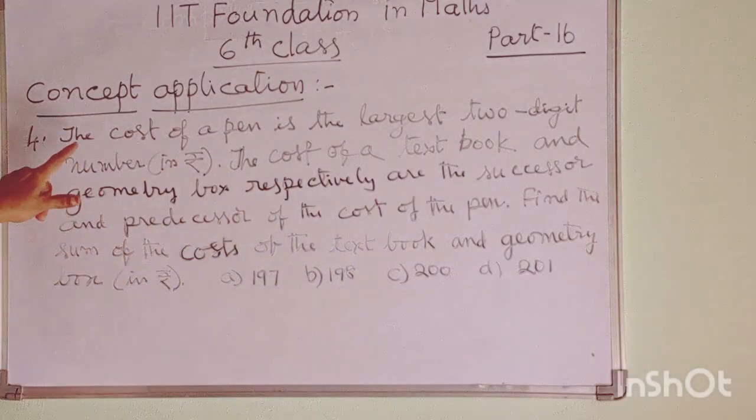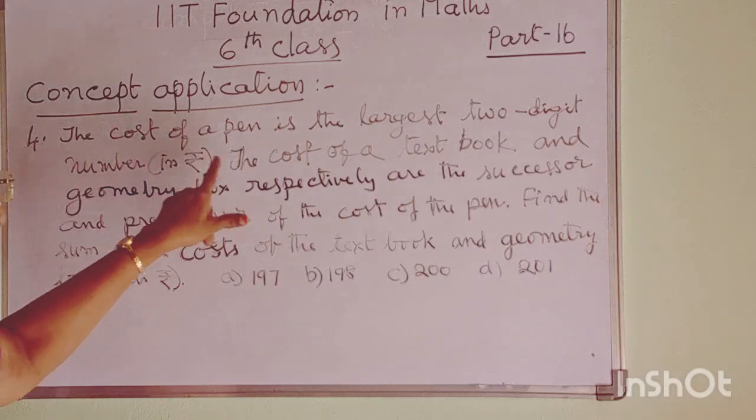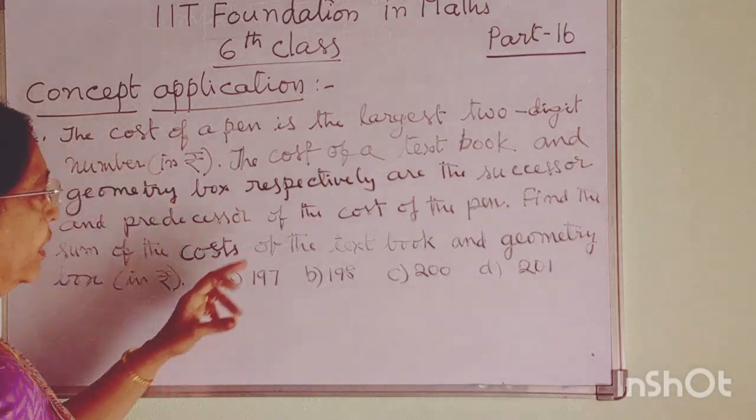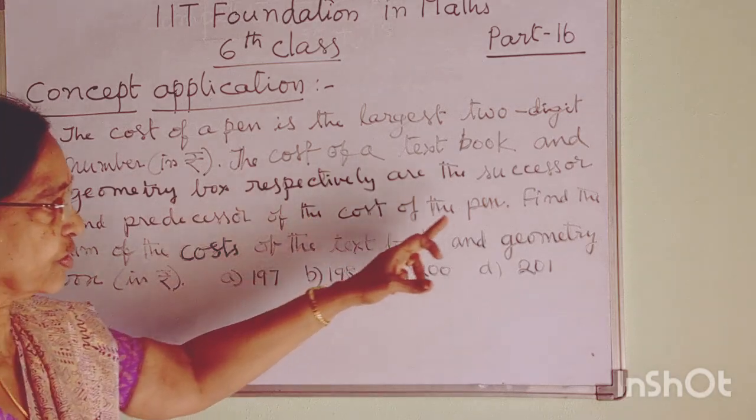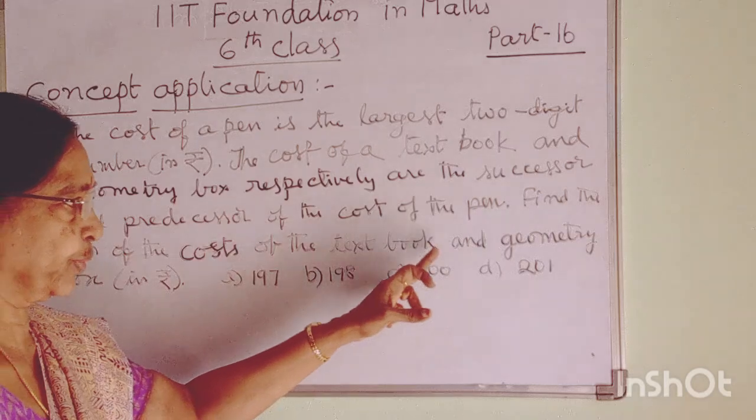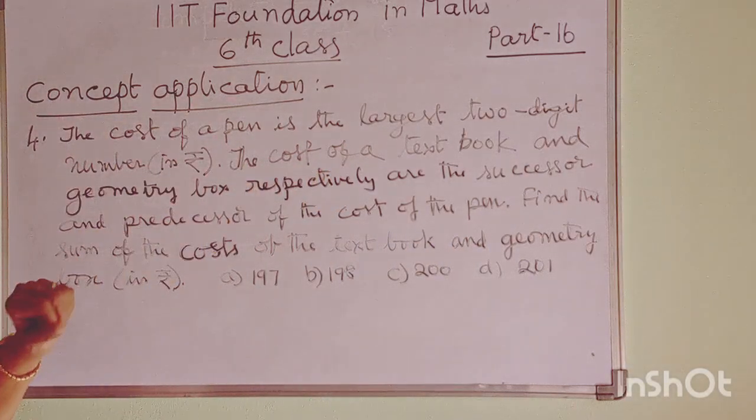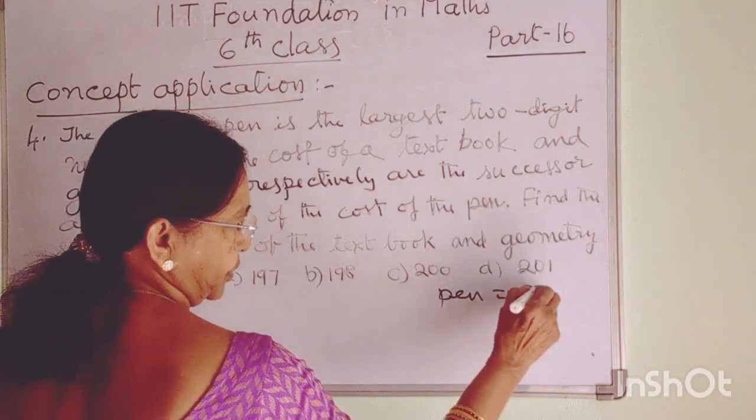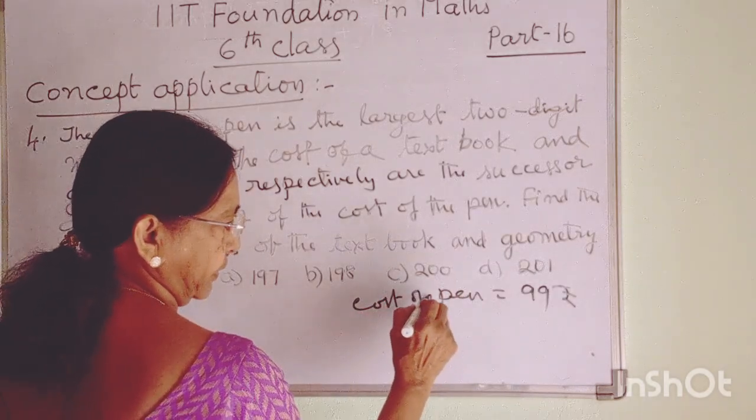So next problem. The cost of a pen is the largest two-digit number in rupees. The cost of a textbook and geometry box respectively are the successor and predecessor of the cost of the pen. Find the sum of the costs of the textbook and geometry box in rupees. So the cost of a pen is the largest two-digit number. So the cost of the pen is equal to the largest two-digit number, 99 rupees.